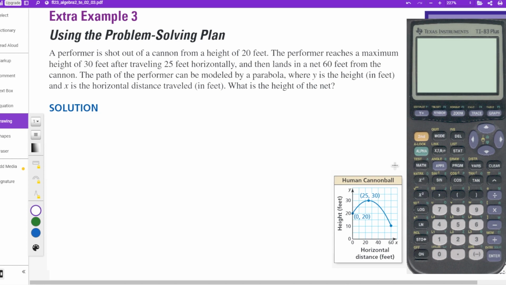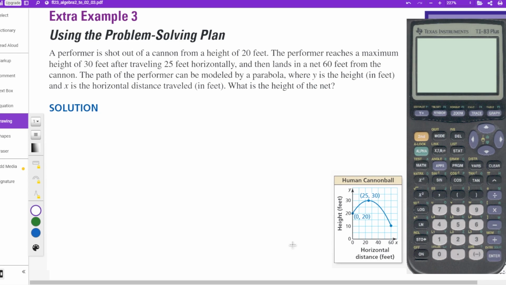This next example describes a real-life situation where we can write a quadratic equation to model the path of a projectile. It says a performer is shot out of a cannon from a height of 20 feet. The performer reaches a maximum height of 30 feet after traveling 25 feet horizontally and then lands in a net 60 feet from the cannon. The path of the performer can be modeled by a parabola where y is the height in feet and x is the horizontal distance traveled in feet. What is the height of the net?